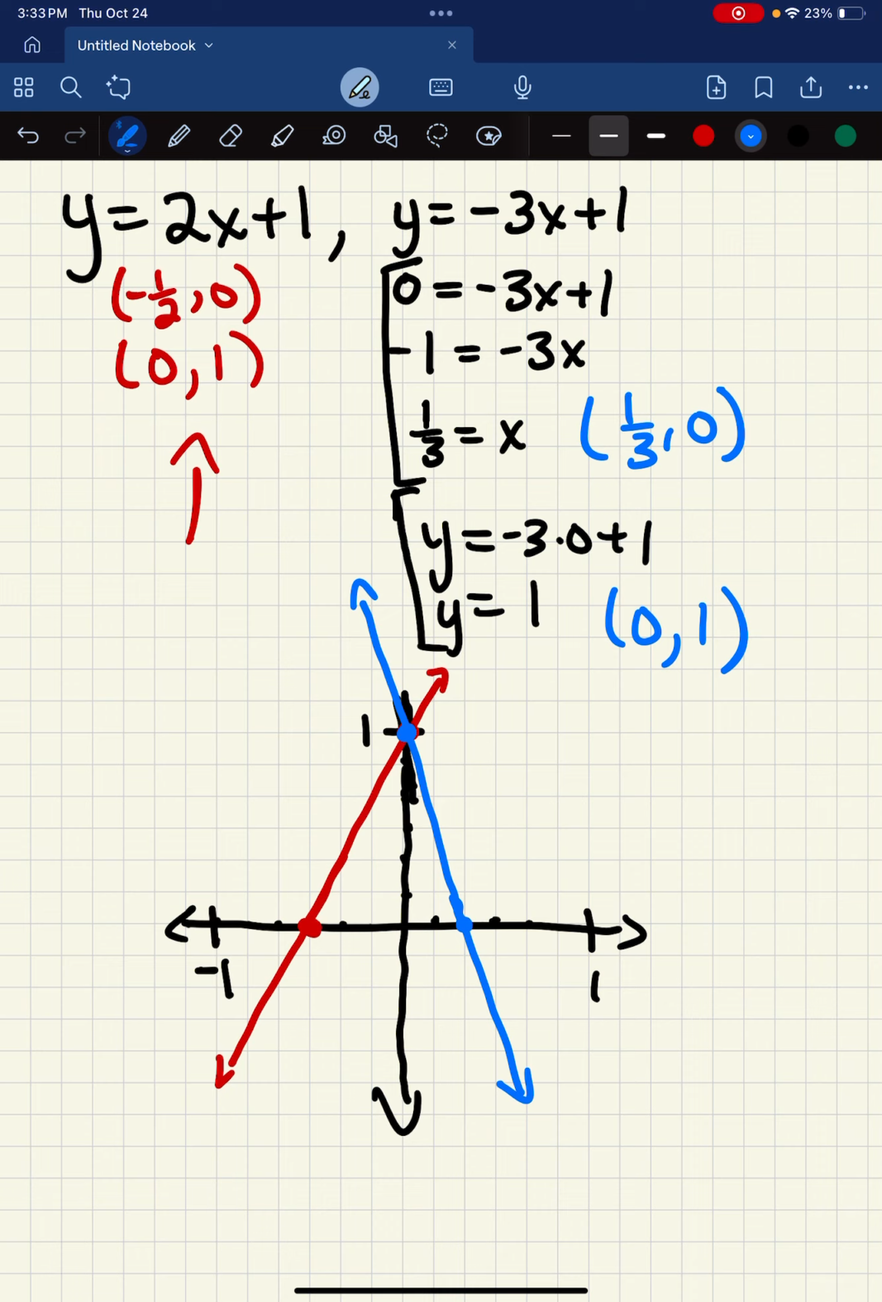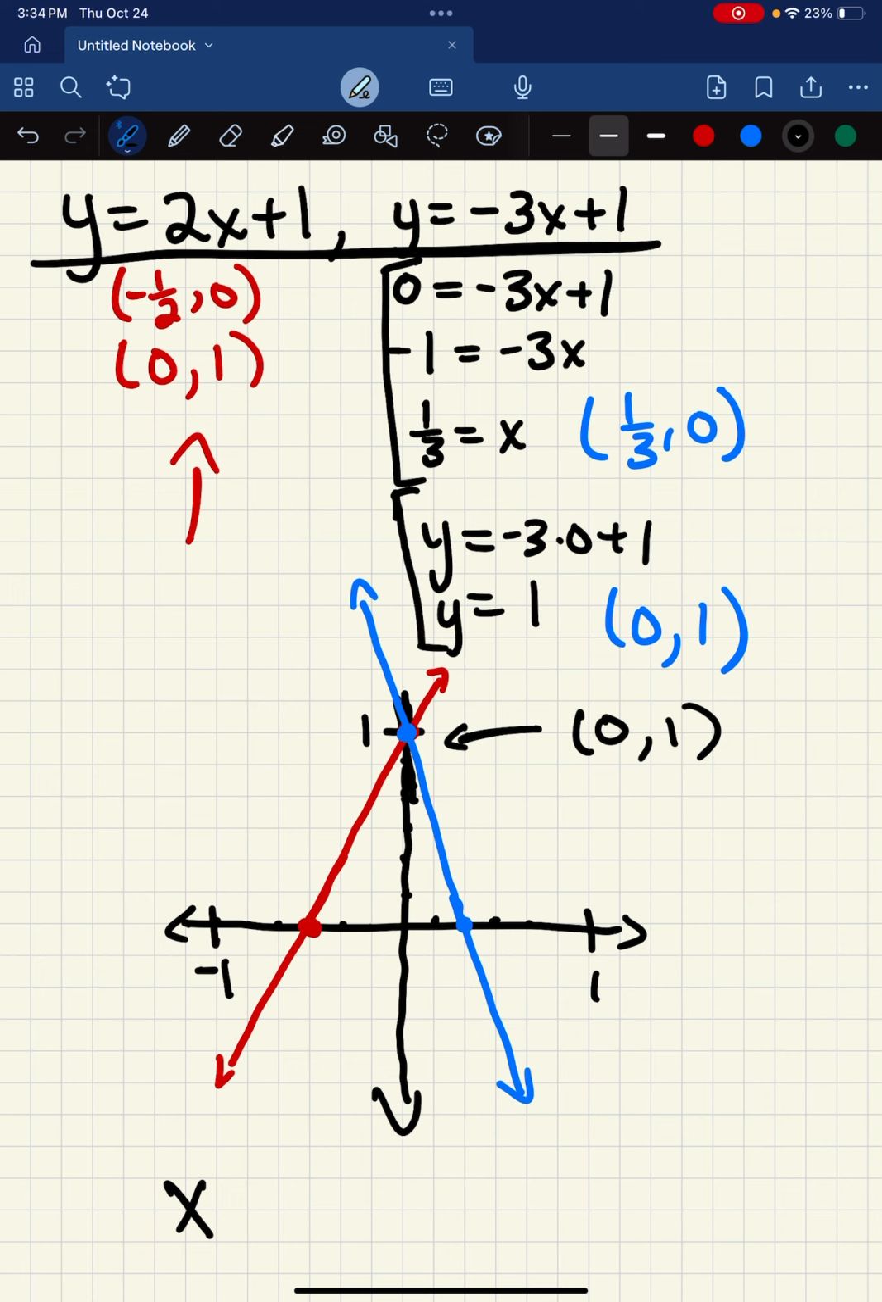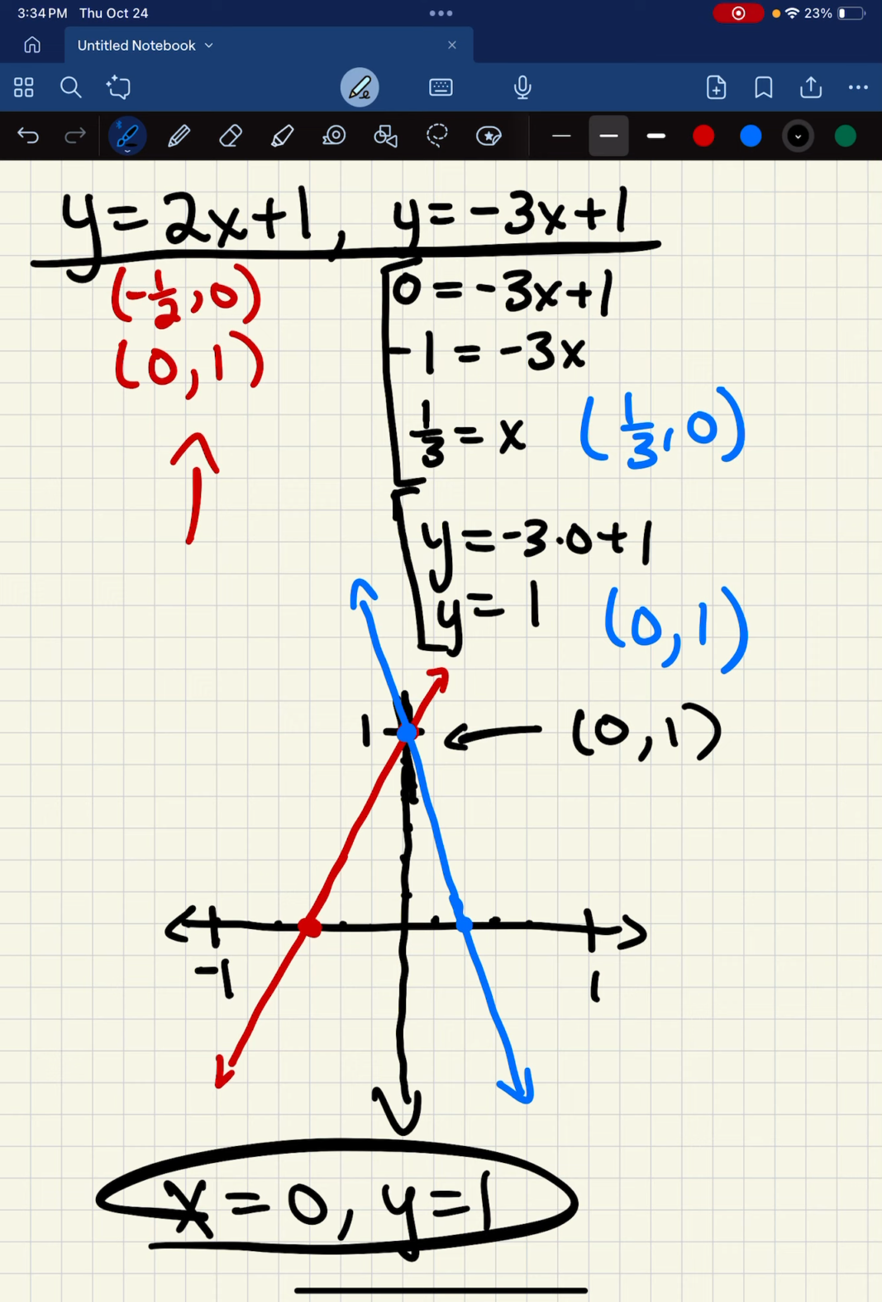where do they cross? Where they cross is going to be where the solutions are the same. There's a solution that satisfies both. If you remember a long time ago, I said that whenever we're solving these equations, it's the equivalent of finding where they cross. And so they cross right here at the point 0, 1. Then the solution to this system right here is x equals 0, y equals 1, because that's where they cross.